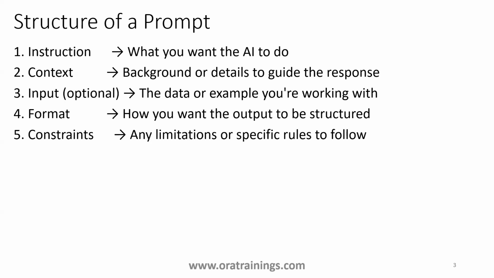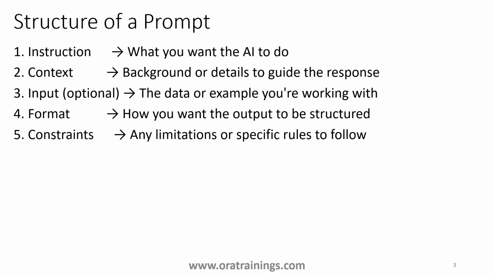You can observe here that the structure of a prompt generally looks like this. Instruction, what you want the AI to do. So you want to use a model, but what is the purpose, right? You want to ask a question, or provide a document, what is your input to the Gen AI model? And the context, which is background or details to guide the response. Let us say if you're asking a question and you want to provide a reference to some particular content, you can mention that. And then the format, how you want the output structured, and any constraint.